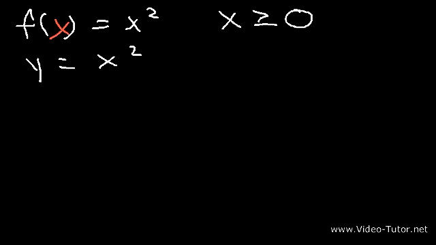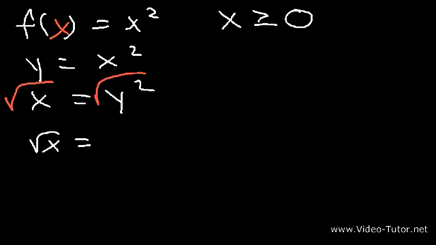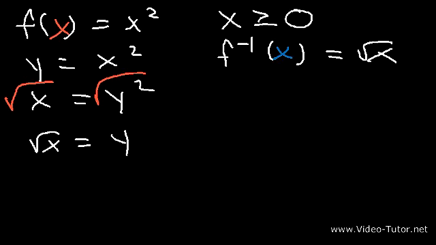So let's replace f of x with y. Next, let's switch x and y. And then we'll have to solve for y. So we need to take the square root of both sides. So the square root of x is equal to y. So therefore, we can say the inverse function is the square root of x.